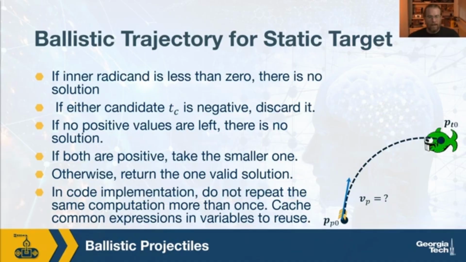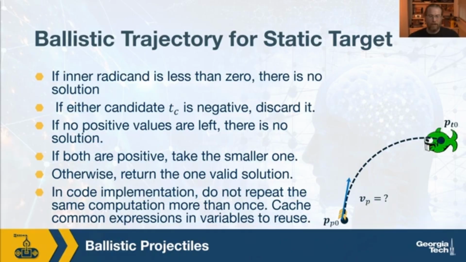Otherwise, if you have 2 valid solutions, take the smaller one, because that's going to be better in terms of gameplay. The quicker projectile to hit is probably the most useful one. You might have some reason otherwise. For instance, one later in time will tend to have more of an arc to it, so maybe that would be worth considering. So you might revise the implementation if that's needed. Otherwise, if you only have one valid solution, of course, that's the one that you would use.